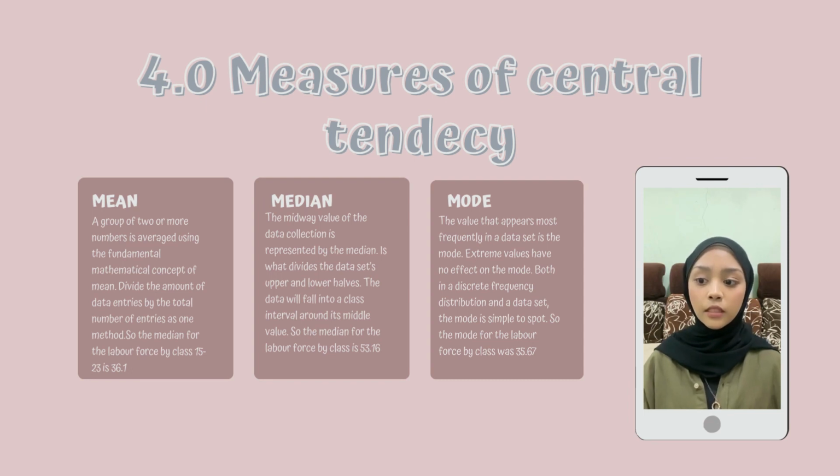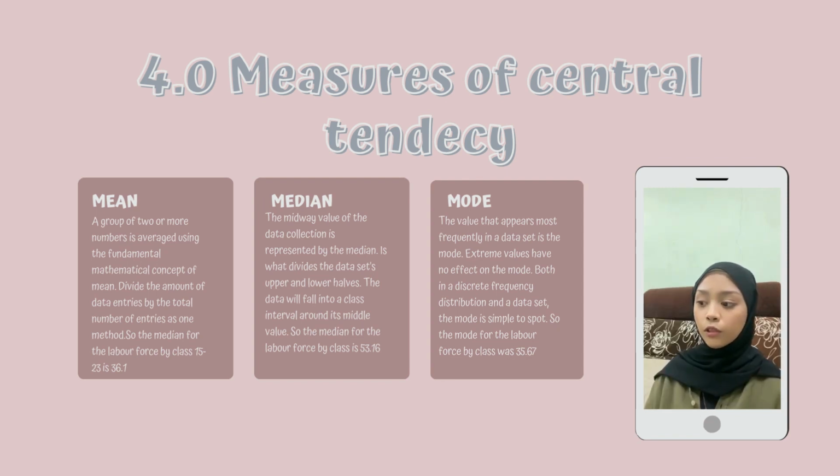And then for the median, the midway value of the data collection is represented by the median. The median of grouped data is based on continuous data that is presented as a frequency distribution. So we must find the value inside the class interval that splits the entire distribution in half. So the median for the labor force by class is 53.16.